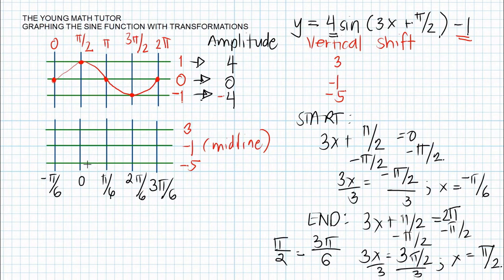Now we can write our function here. We can just copy the one at the top so it looks like that. Now let's plot the points we got earlier. So for negative pi over 6, it's negative 1. For 0, it's 3. For pi over 6, it's negative 1 again. And then for 2 pi over 6, it's negative 5. And then for 3 pi over 6, it's negative 1.